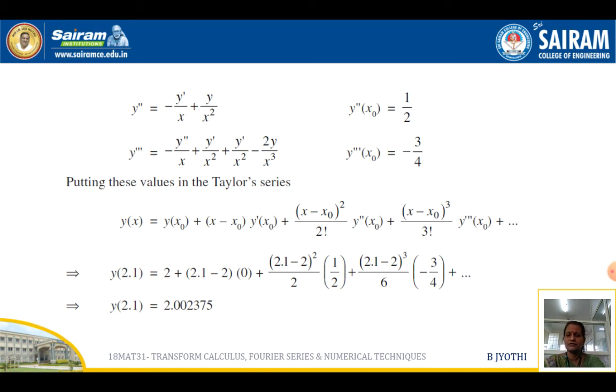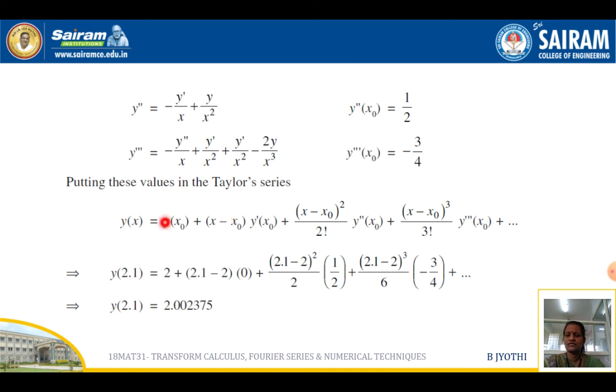Y double dash: when we differentiate y dash, we get minus y dash by x plus y by x square. So on substitution of x naught and y naught, y dash of x naught, we get the simplified value as half. Similarly, differentiate y double dash in order to get y triple dash. This is the derivative of y double dash, that is y triple dash. On substitution of x naught, y naught, y dash, y double dash at x naught, we get value as minus 3 by 4. Now we need to substitute all these values in the Taylor series.